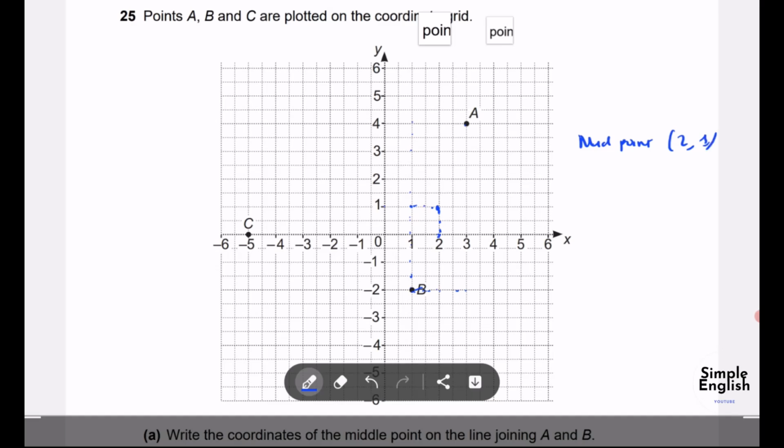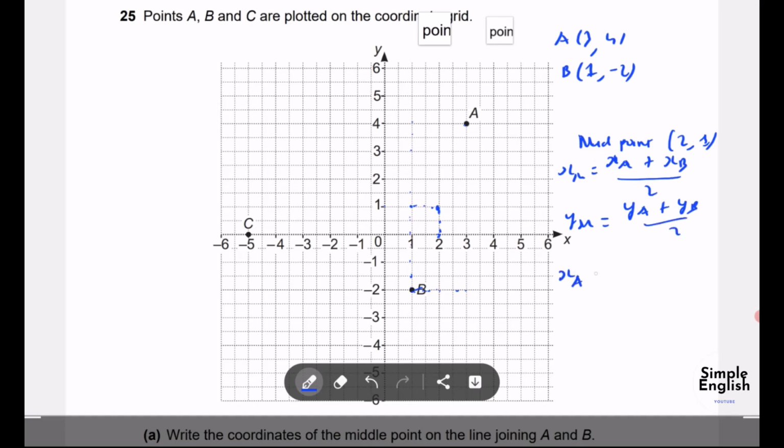The second way: the coordinate of point A, remember, is 3, 4. Right here, 3, 4. And the coordinate of point B is negative 1, negative 2. So for the midpoint, we take the x-coordinate of A plus the x-coordinate of B, divided by 2. The y-coordinate of the midpoint is y of A plus y of B, divided by 2. Let's check.